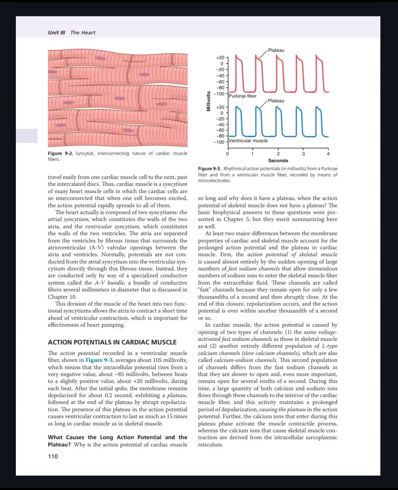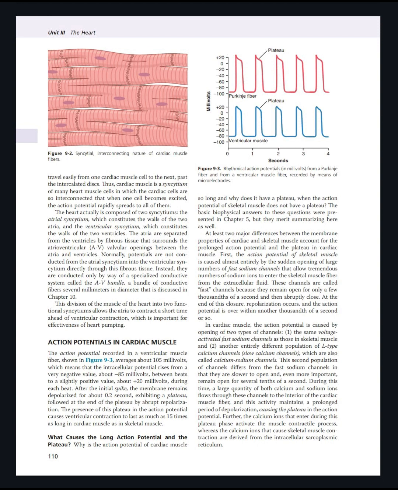In cardiac muscle, the action potential is caused by the opening of two types of channels: the same voltage-activated fast sodium channels and another entirely different population of L-type calcium channels, that is, slow calcium channels, which are also called calcium-sodium channels. This second population of channels differs from the fast sodium channels in that they are slow to open, and even more important, they remain open for several tenths of a second.